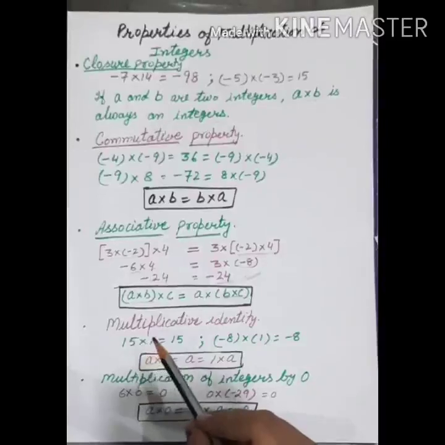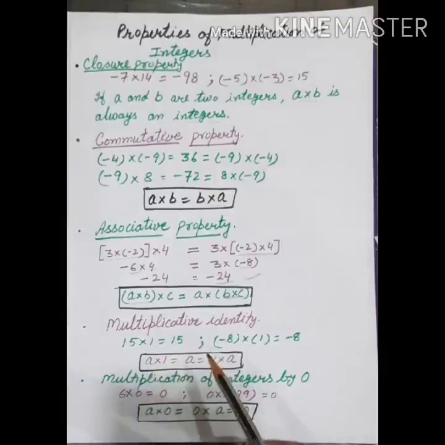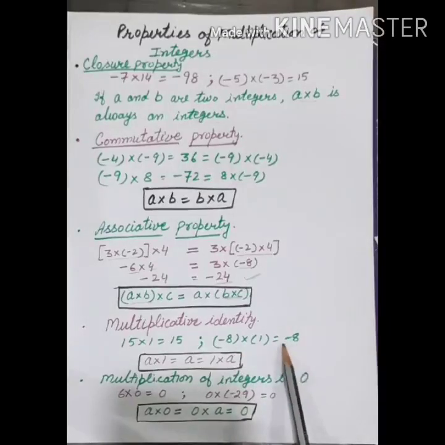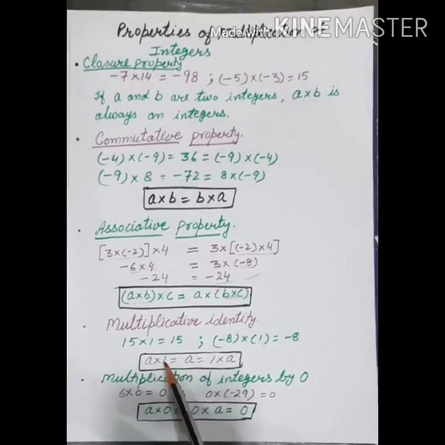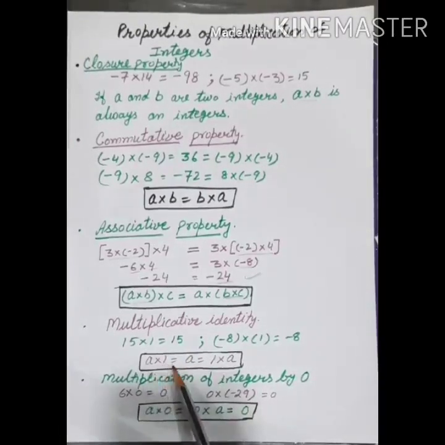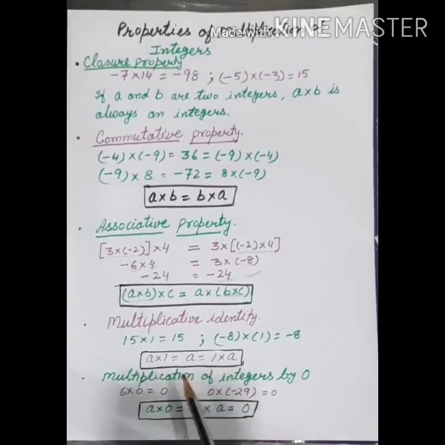Next is multiplicative identity. The product of an integer and 1 is the integer itself. For example, 15 multiplied by 1 is equal to 15. Minus 8 multiplied by 1 is equal to minus 8. So, 1 is the multiplicative identity for integers. a multiplied by 1 is equal to a, which is equal to 1 multiplied by a.